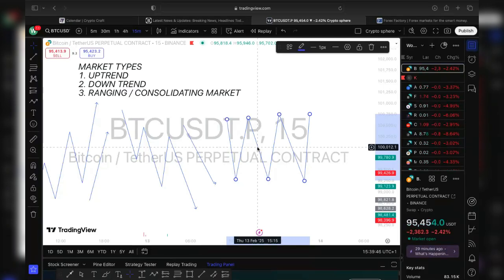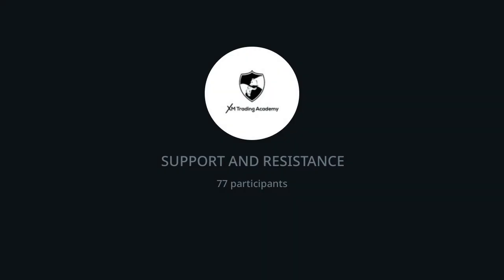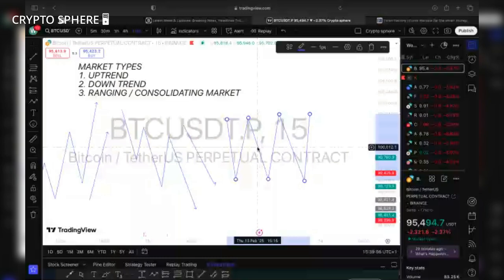So do you have any other questions from the entire concept of support and resistance down to the introduction to market types? Because tomorrow you go deeper into market structure, so I want to be very sure you understand support and resistance and the types of market you have as well.